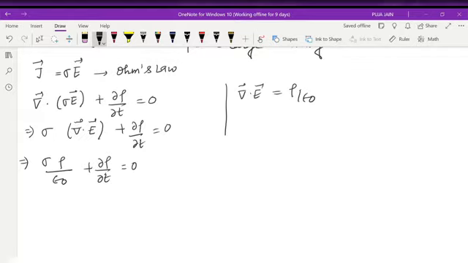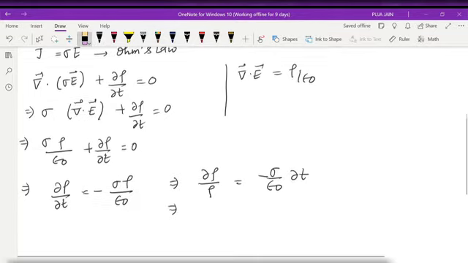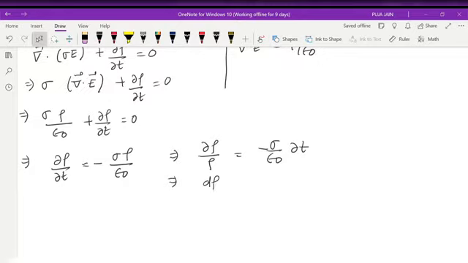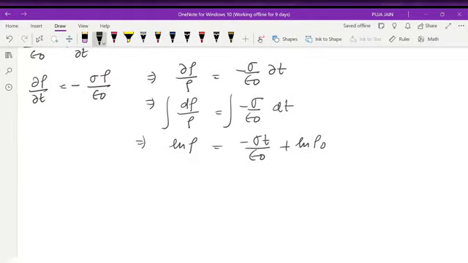Now del rho by del t equals minus sigma rho by epsilon naught, so d rho by rho equals minus sigma by epsilon naught dt. Here no other variables are appearing, and these terms are constant. If we integrate now, what will we get? ln rho equals minus sigma t by epsilon naught plus ln rho 0, where rho 0 is a constant of integration. Now we get rho equals rho 0 e to the power minus sigma t by epsilon naught. So we are getting this equation.